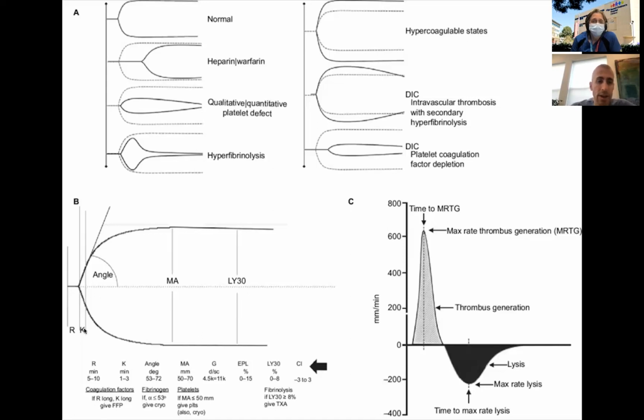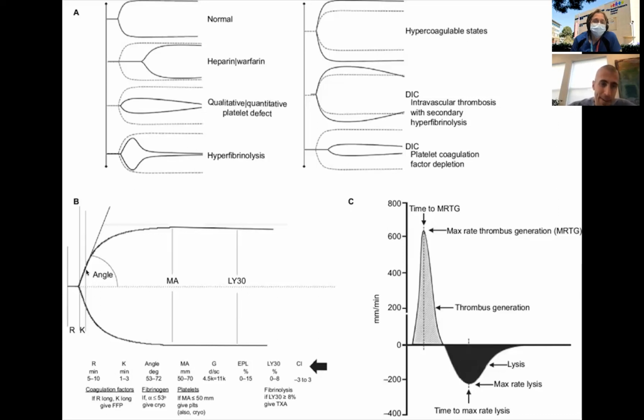The K is your next number. So the K measures the number of minutes from when the clot starts to form to when the clot is 20 millimeters in diameter. So it actually is just looking to see how long it takes from when the clot starts to form till it reaches that size of 20 millimeters. And so that's the second measurement. It's also in minutes. And it's also measuring coagulation factor function.